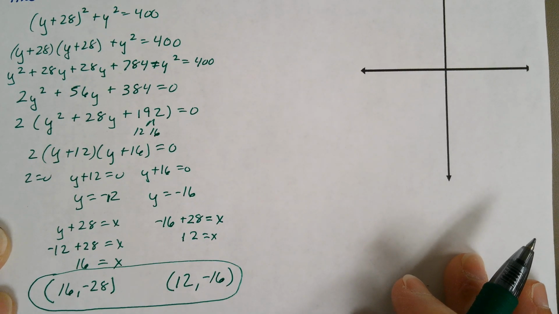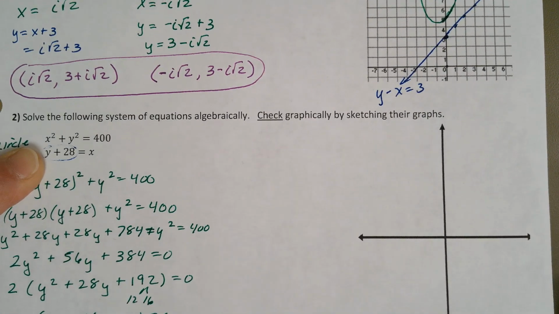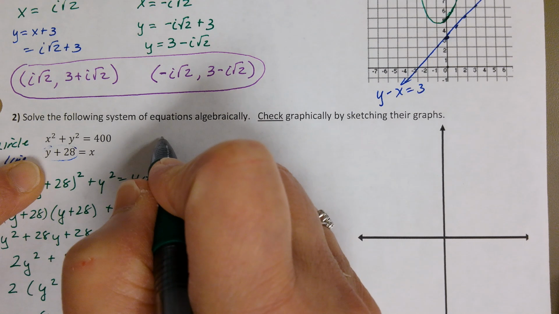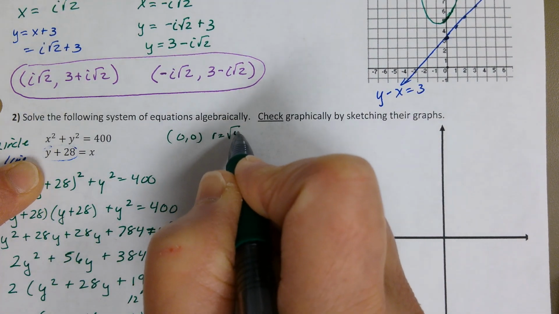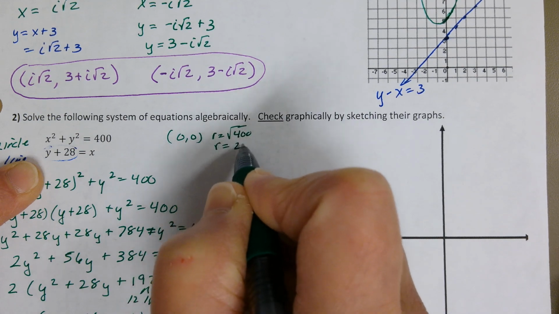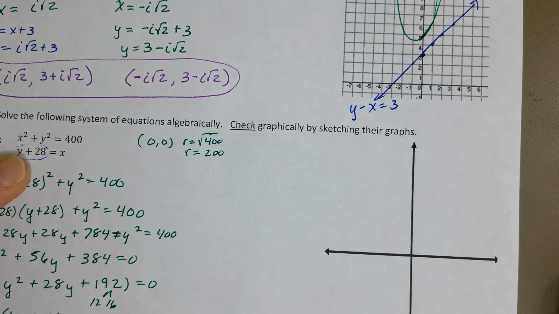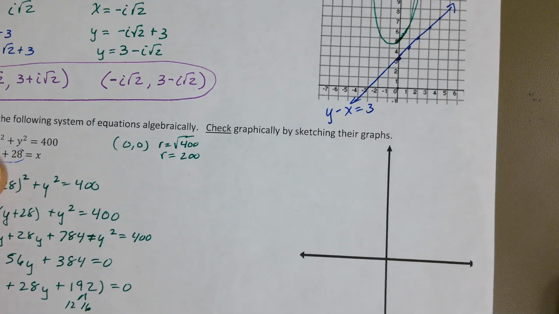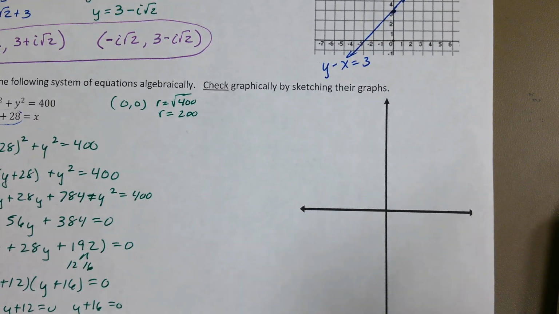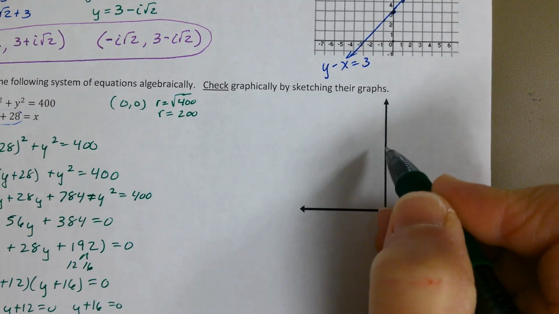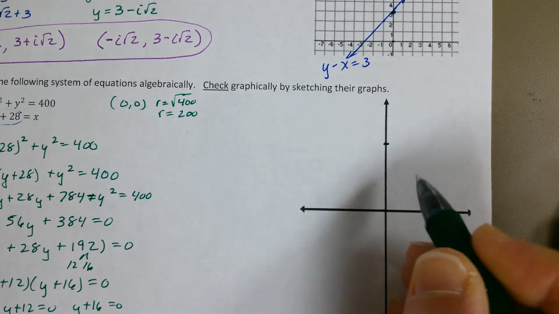Check graphically by sketching their graphs. Okay, so this here is our circle, which has a center 0, 0, and a radius of the square root of 400, which is 20. And this is our line with a y-intercept of 28. Now, if we're using the calculator to check this, but actually before I do go to the calculator, 0 to 20. So let's just say something like this.